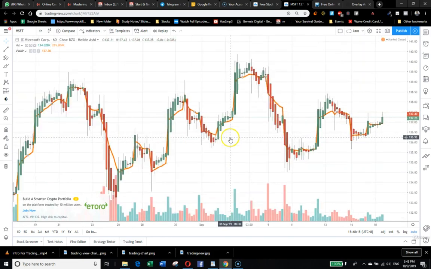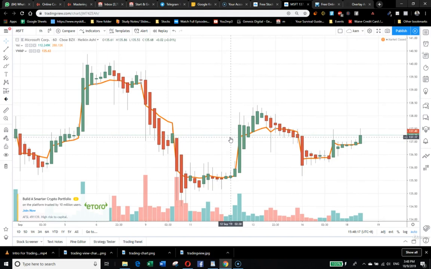So, what is the significance of VWAP? If you look at this VWAP on the Microsoft chart, which is a 1 hour chart, you can see that it's almost crisscrossing the candles, so you can't see any significance. So, let me explain what VWAP is first.